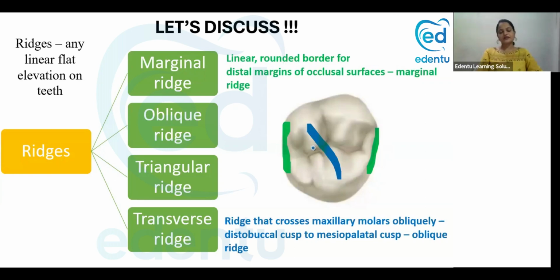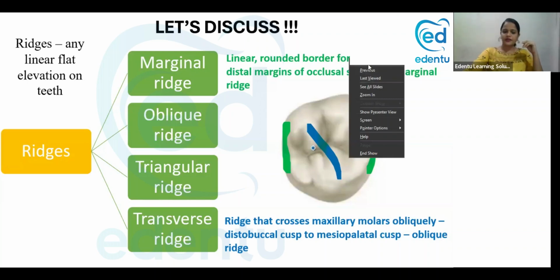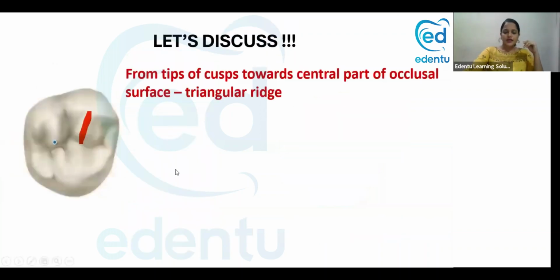Oblique ridges are mainly present only on the maxillary molars. This kind of ridge travels obliquely from the distobuccal cusp to the mesiopalatal cusp. The blue structure that is marked here is the oblique ridge. Then we have the triangular ridge.